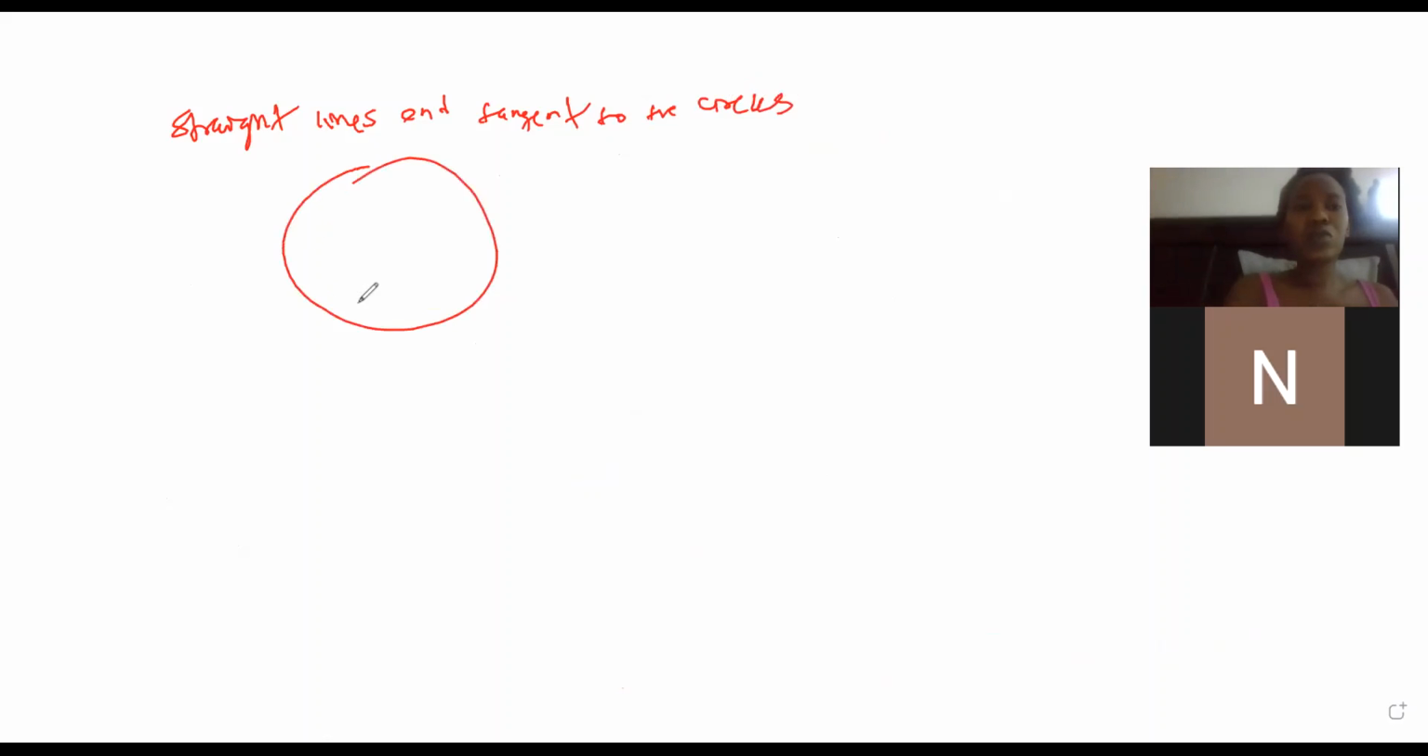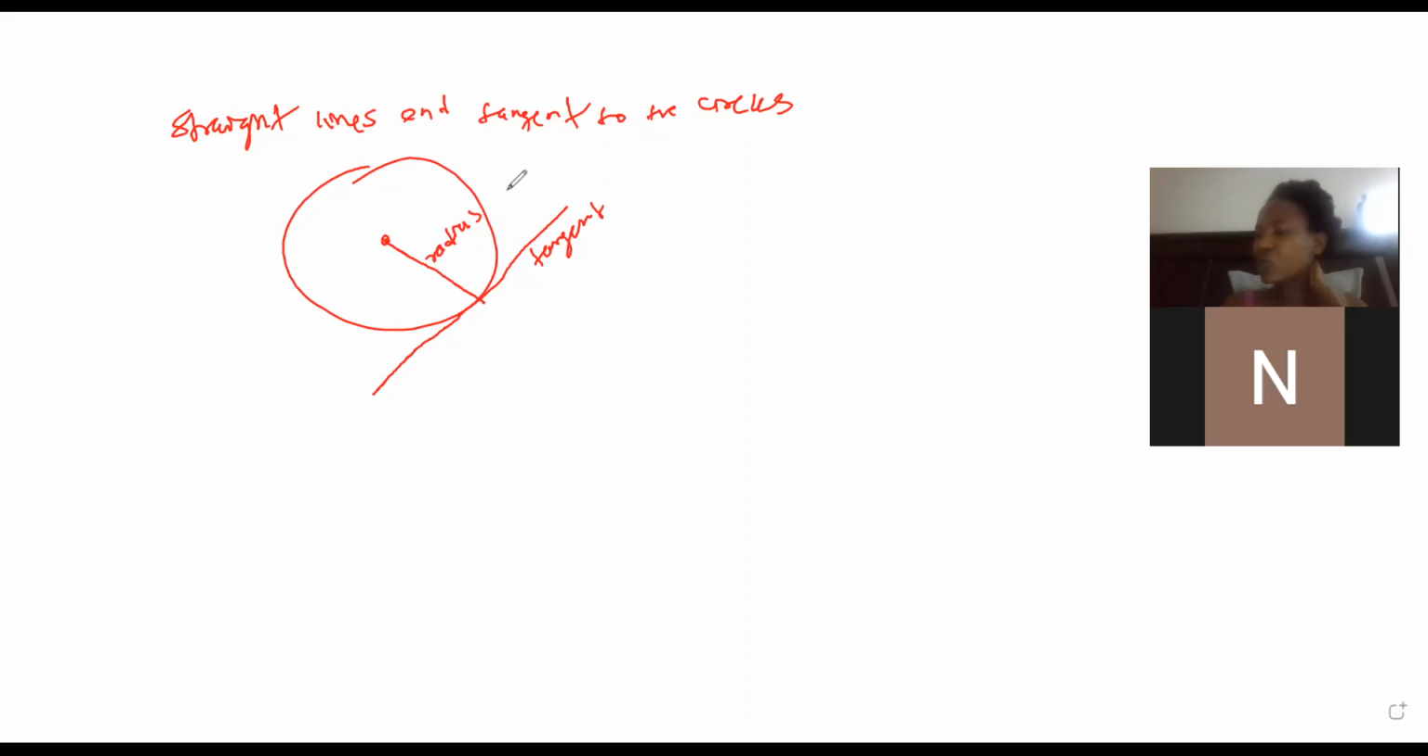Okay, so a tangent to the circle is a line drawn from outside touching the circle at one point. So this will be the center of the circle. This will be your radius. So this is a tangent. This will be the radius. So a tangent to a circle is always perpendicular to the radius at the point of contact.